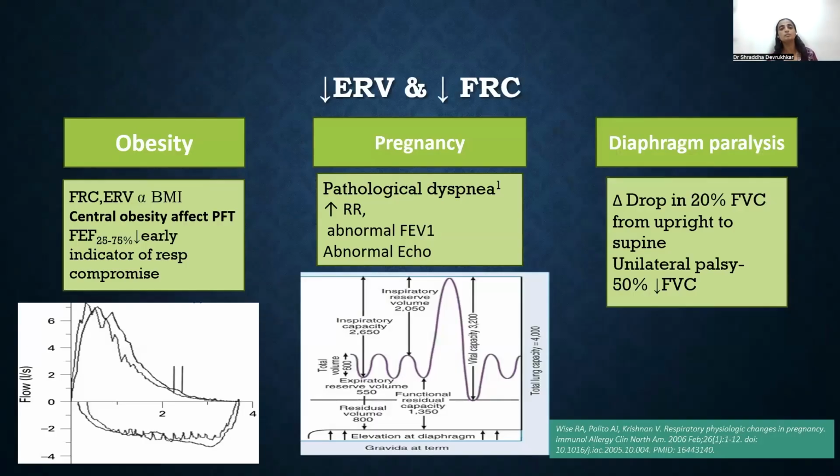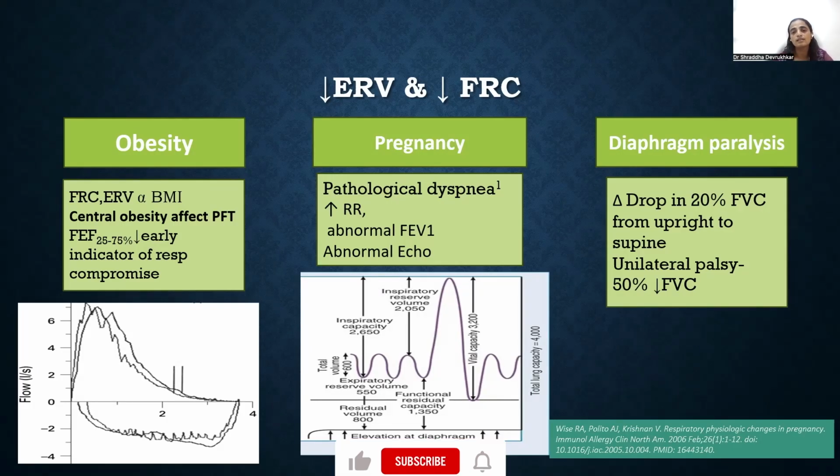In obesity and pregnancy, these are two places where we see the expiratory reserve volume and the FRC dropped. In obesity, the drop is directly proportional to the body mass index, and central obesity will affect the PFT more than peripheral. The forced expiratory flow between 25% and 75% is an early indicator of respiratory compromise. You also have this typical sawtooth appearance on the expiratory limb, which is more suggestive of obstructive sleep apnea. So looking at the loop, you can say whether this patient has some component of OSA or not.